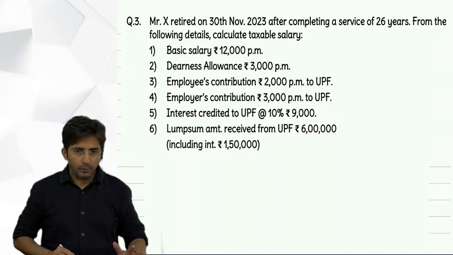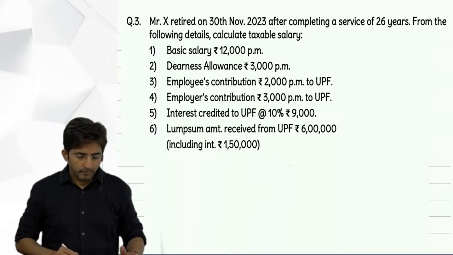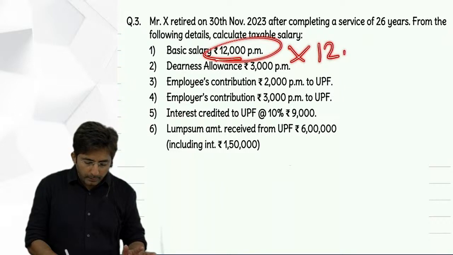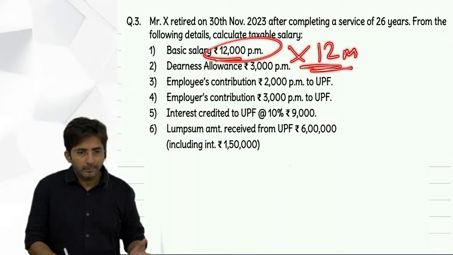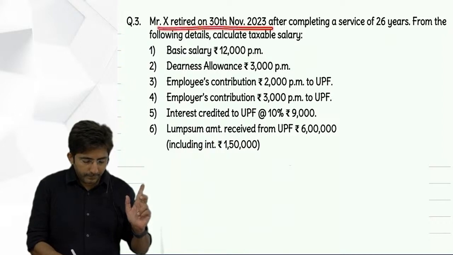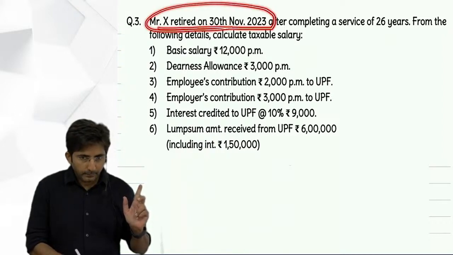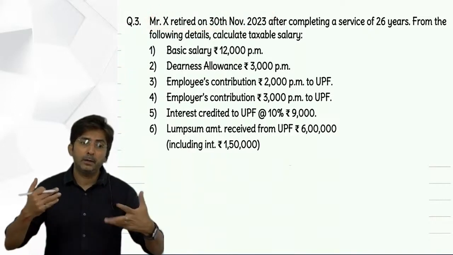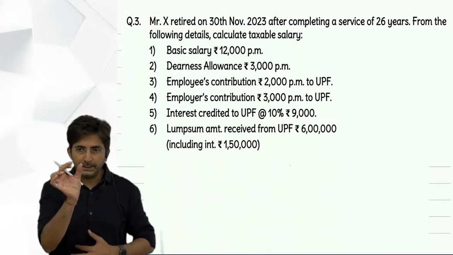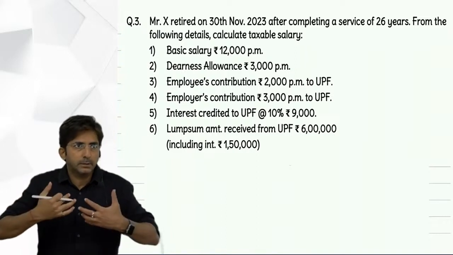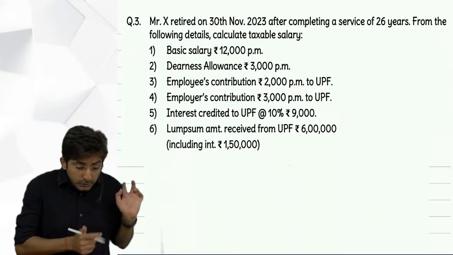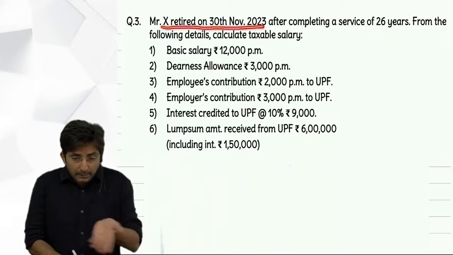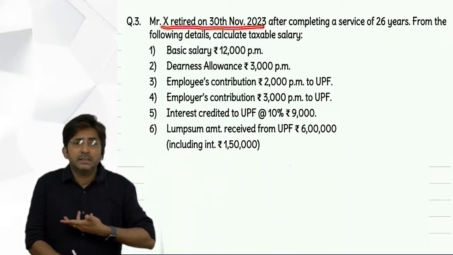Now see one common mistake, you know what will happen here. If you try to rush, what mistake will you make? 12,000 per month basic salary, multiply by 12, 1,44,000, wrong. Read this carefully. Whenever the question is on retirement, be careful. Don't directly multiply everything by 12 months. Normally anything given per month we multiply by 12 because the service goes on throughout the year. But notice in the question, he has retired, and that too in our previous year.